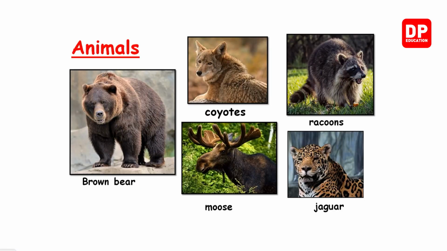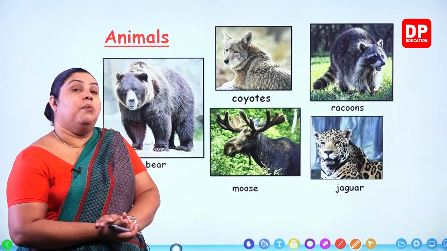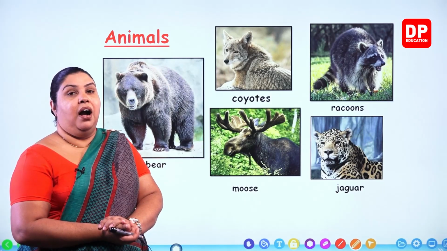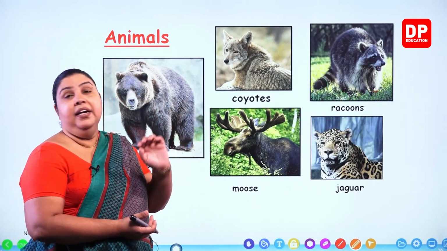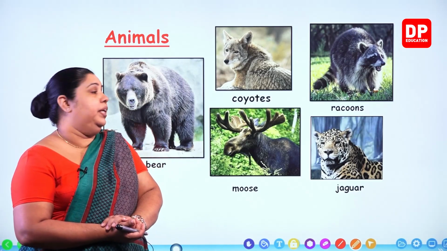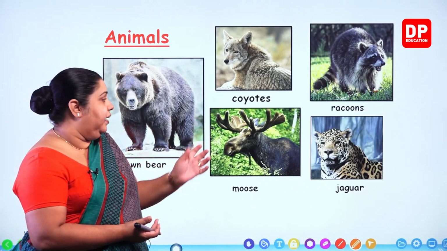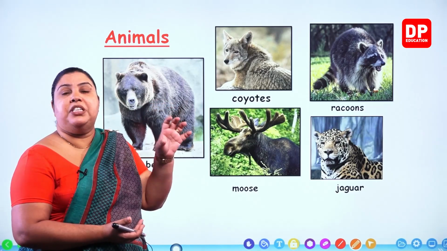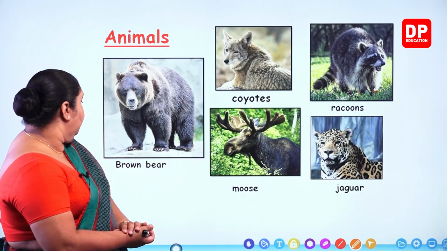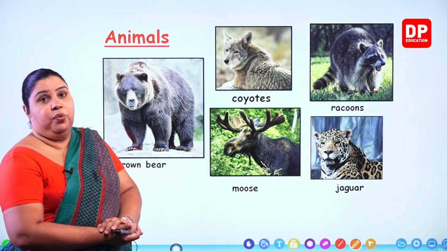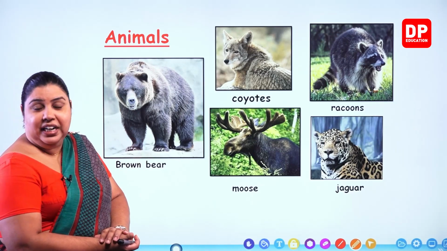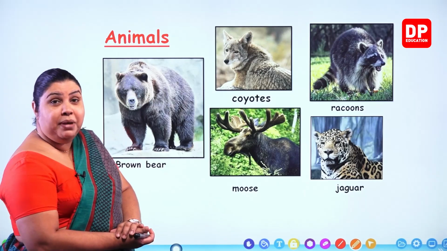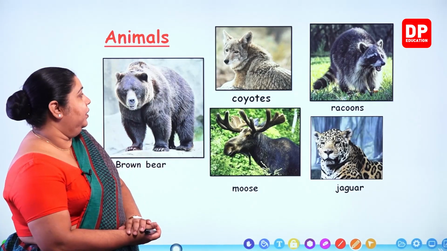Then who are the animals that live in North America? Some of these species are only in the North American continent. Most of them we see around the world, but some are very special to that continent. So it is the brown bear. Now we don't have brown bears in our jungles and forests in Sri Lanka. So we can see brown bears if we go to North America.